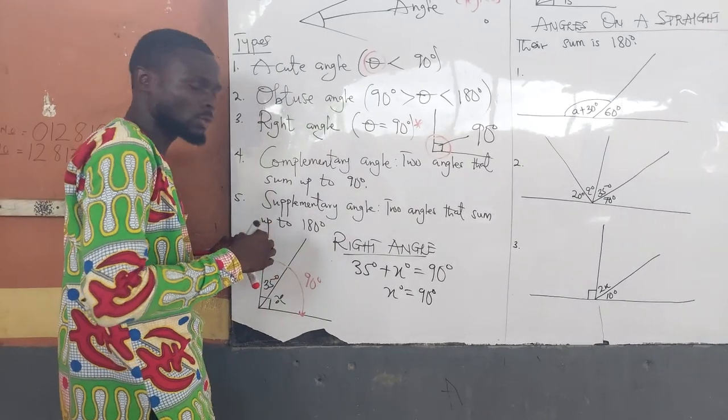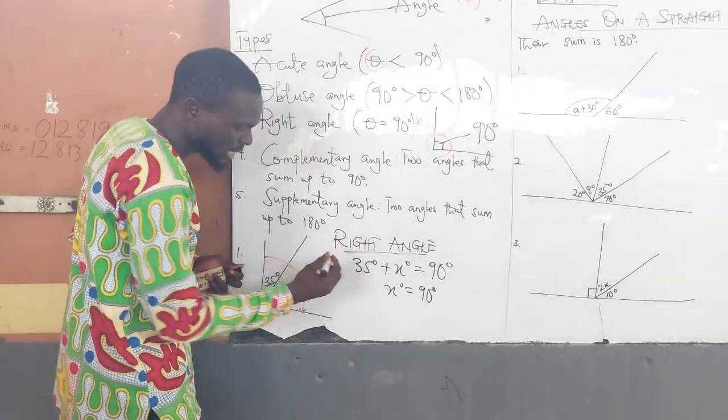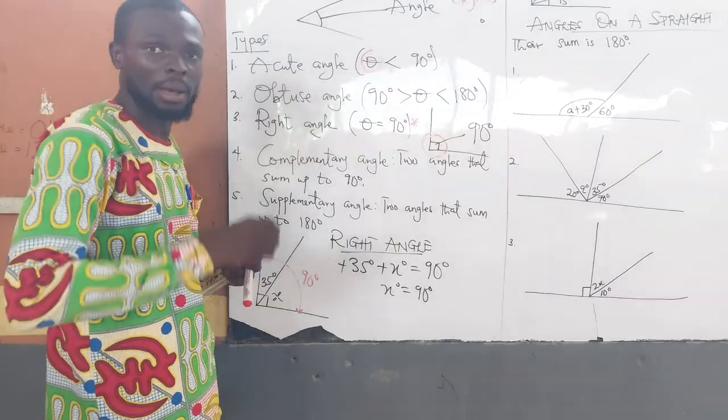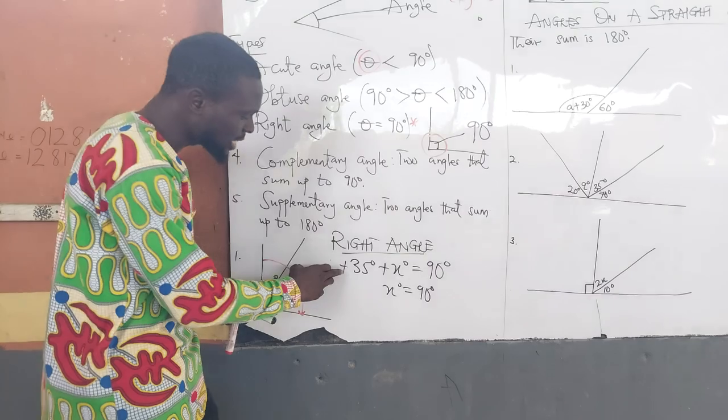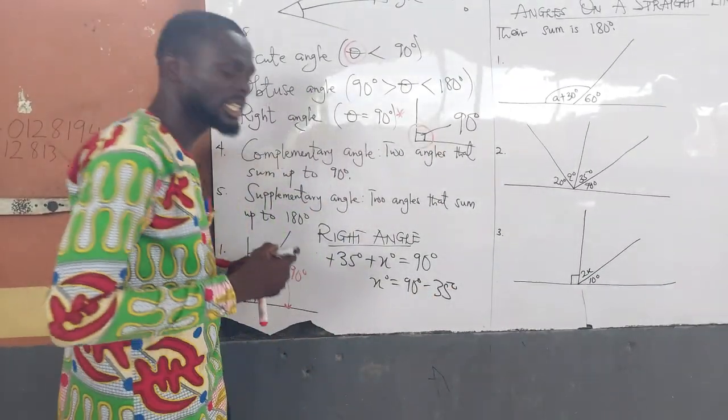Now this 35, we are going to carry it to the other side. The sign in front of the 35 happens to be positive, but we don't write it. Once the 35 crosses, it becomes negative 35 degrees.